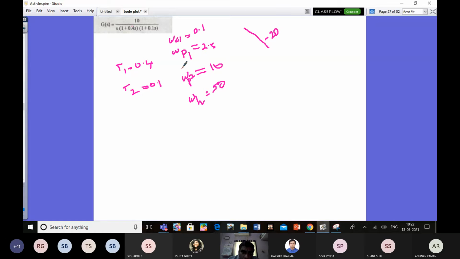Next, omega equal to 2.5 radians per second. The time constant will be T equal to 0.4. That is for a pole. Again, it is contributing minus 20 dB per decade. So what is the change in the slope? Minus 20 plus minus 20, minus 40 dB per decade.